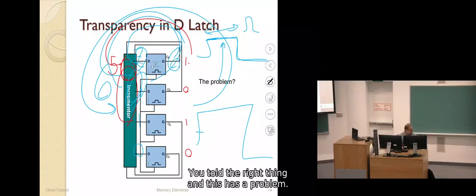Anyhow, you told the right thing, and this has a problem. We call it that this D latch is transparent now. Whenever the clock is 1, it passes through, transparent, goes there, which is not good. We would like to make something happen. So we are out of time now. I just give you the idea, the analogy. Do you have any solution for that, in addition to this narrowing thing?